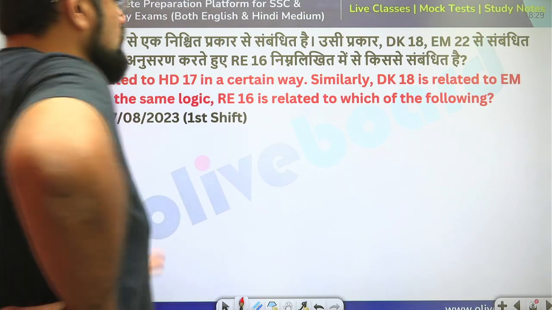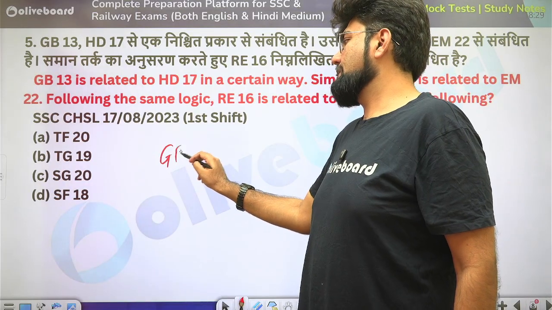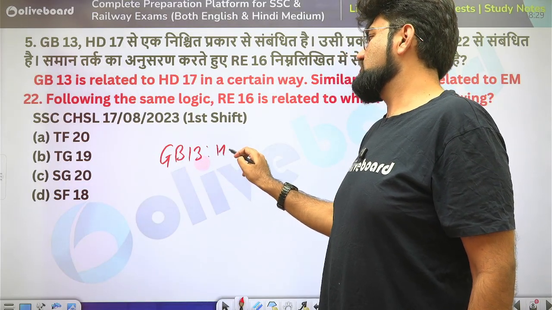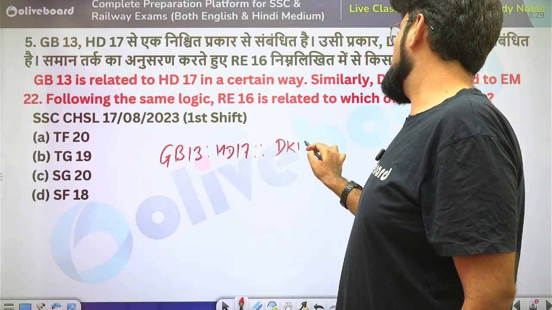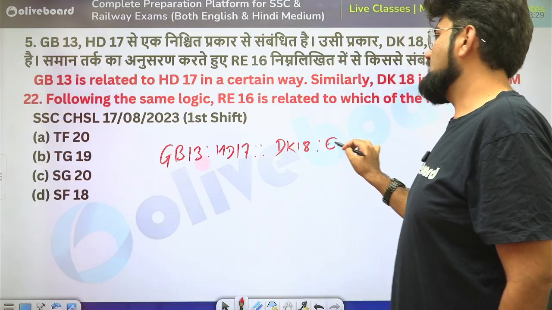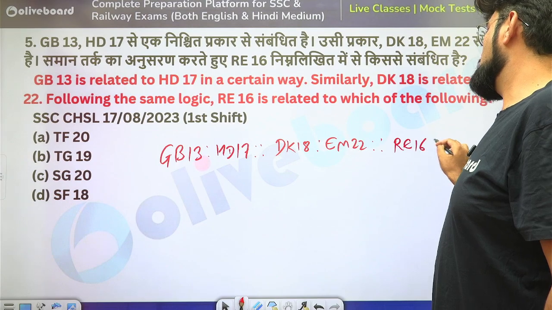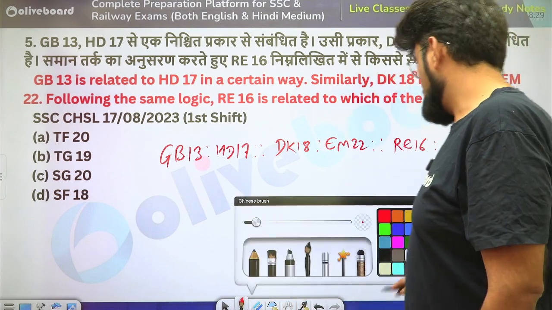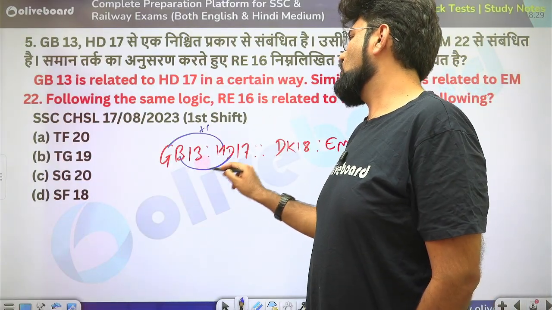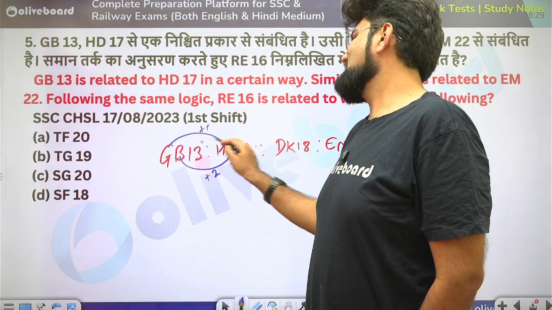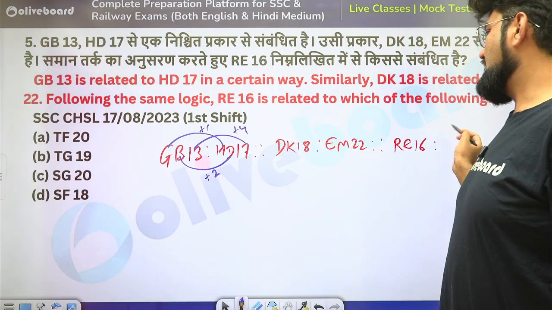So this is what I was talking about. Another way of writing an analogy question. This is GB13 related to HD17 in the same way as DK18 is related to EM22 in the same way as RE16 is related to what? So what exactly is happening here? If I see 7 and 8 plus 1, 2 and 4 plus 2 and 13, 17 plus 4. Same thing is happening here. Same thing I need to reciprocate here.